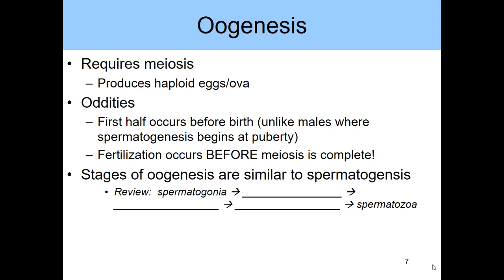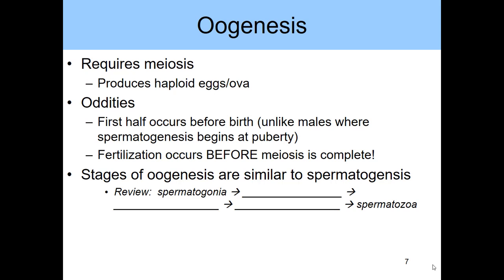A female is actually born with every egg she will ever have. Another uniqueness to oogenesis is that the process of fertilization, where the sperm and the egg combine, actually occurs before the process of meiosis is complete in oogenesis. So like spermatogenesis, oogenesis is going to involve the process of meiosis, but it doesn't even finish until fertilization occurs. So it kind of looks like you're putting the horse before the cart there, but it works out.